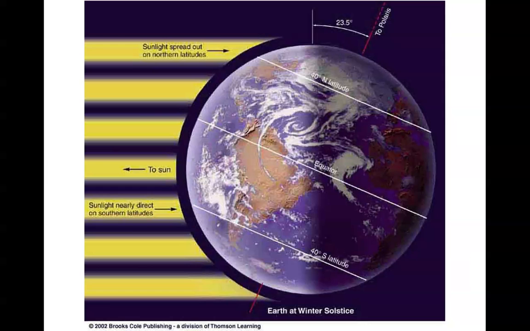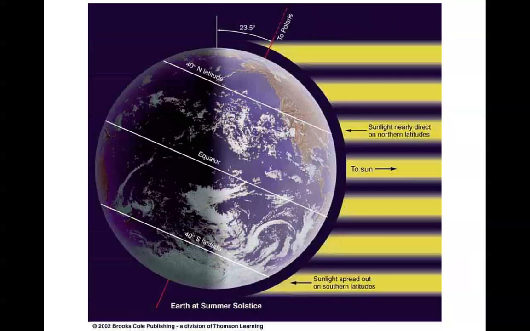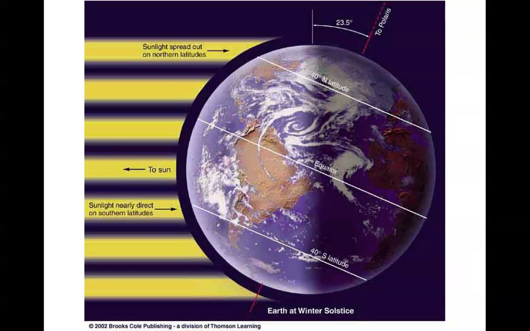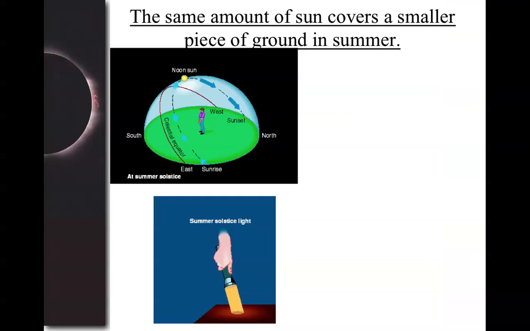These changes through the year are what cause the seasons to occur. When you're directly below where the sun is striking, the sun is very concentrated. But if you're on a portion of the earth that's tilted away from the sun, then the sunlight spreads out considerably. At the summer solstice, the northern hemisphere is more directly below the sun, whereas at the winter solstice, going back to the previous illustration, the light is more spread out. What that means is that the same amount of sunlight covers a smaller piece of ground in the summer.